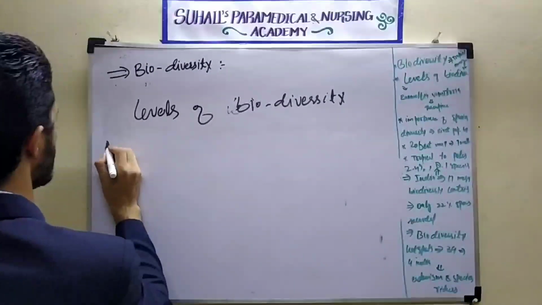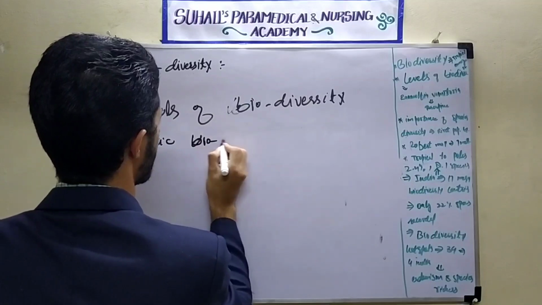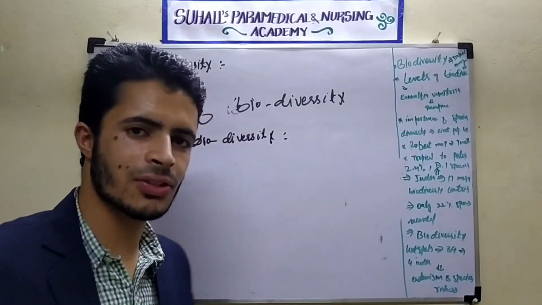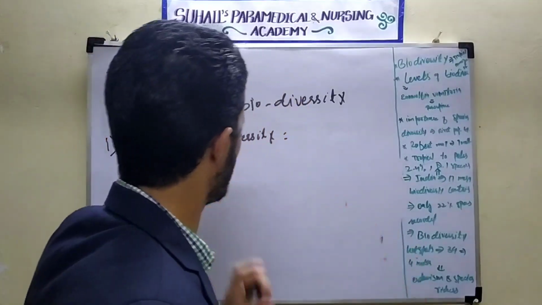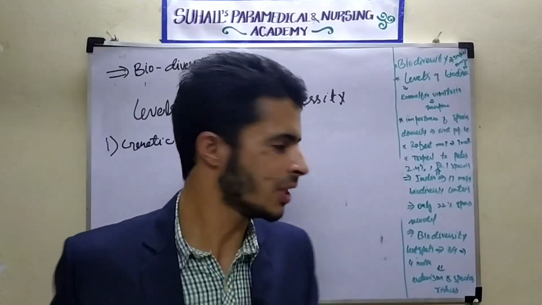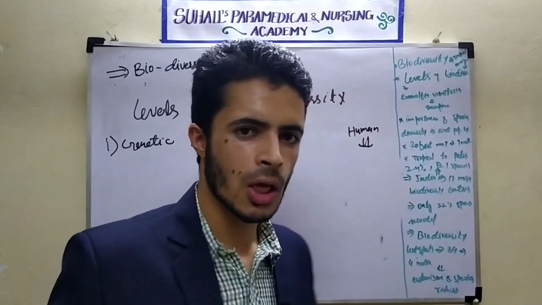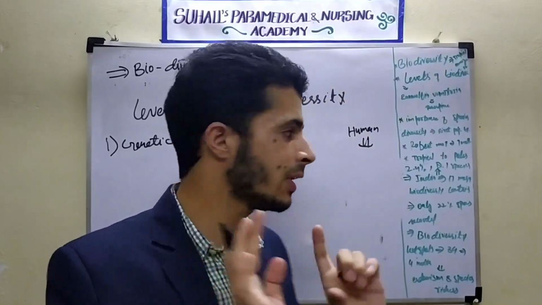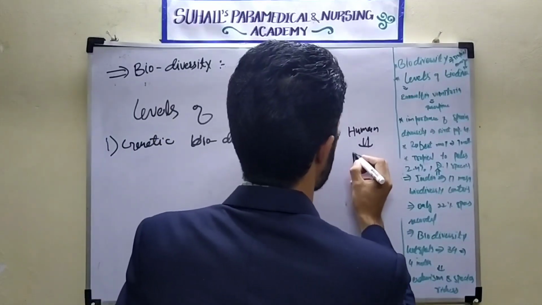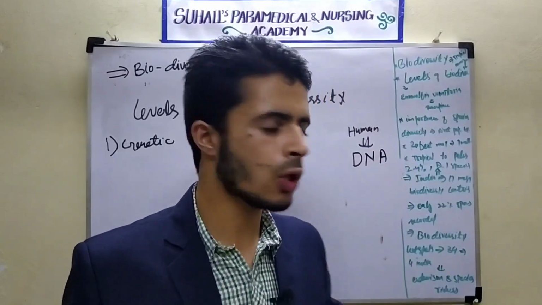The first level is genetic. How is there diversity at the genetic level? I am going to tell that. When we analyze a human, this is a human being. If you go inside the human being, you find a molecule called DNA. That is a nucleic acid. The nucleic acid found in humans is DNA.